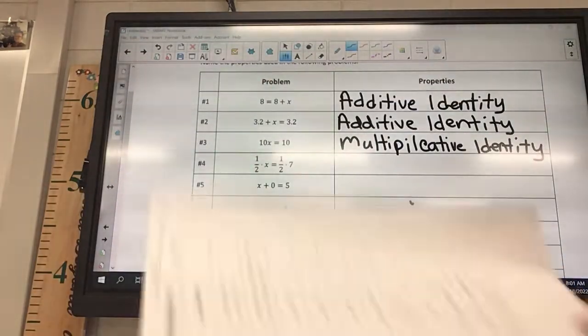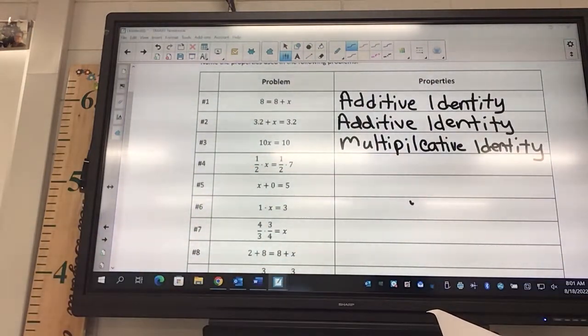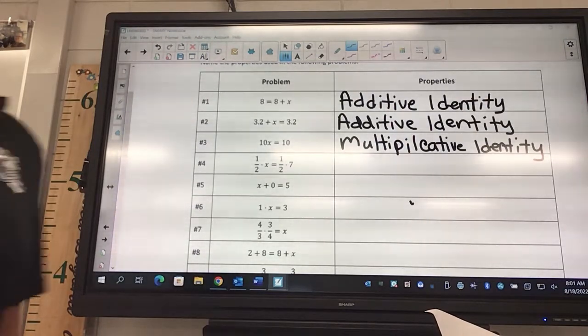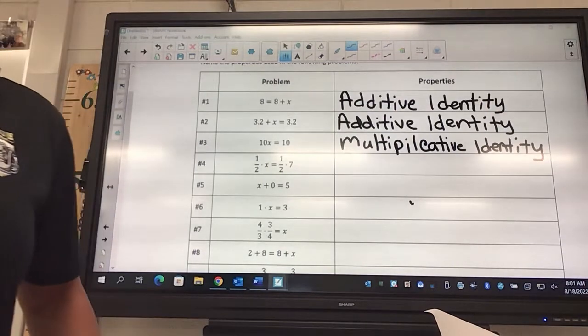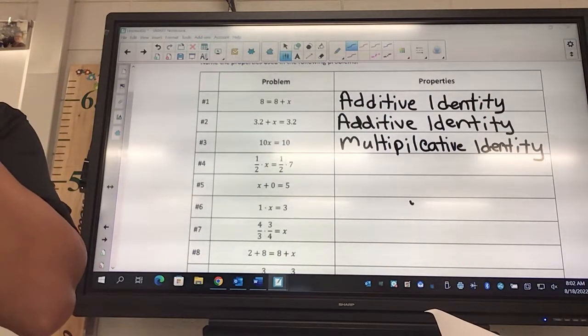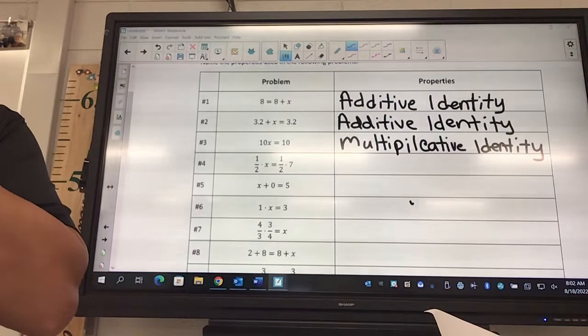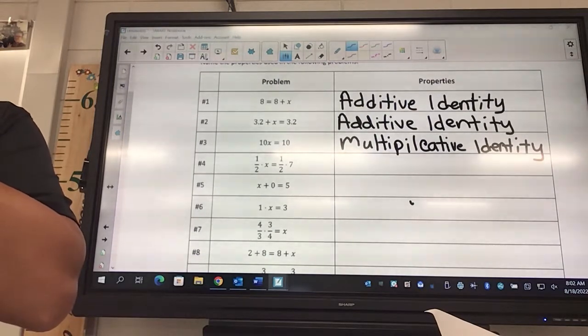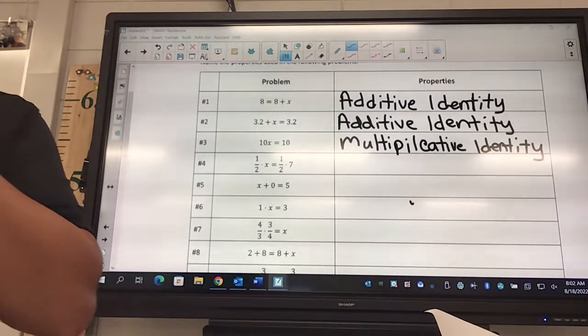Okay, look at 4. We got 1/2 times x equals 1/2 times 7. What does x have to be in order for them to be equal? It has to be 7. Now, some of you guys are going to see the fraction and want to go with the fraction one. It is not going to be that, okay? What is it? It's reflexive, yeah.